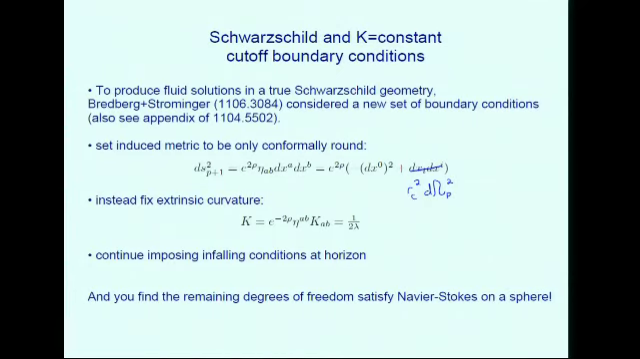Not just do they want to set the induced metric to be the boring metric on a sphere, but additionally they also want to allow it to be just conformally round. So they allow some scale in front. To kill off the extra degree of freedom given by that, instead they fix the trace of the extrinsic curvature to be a particular value here, this 1/2 lambda. And then they continue imposing otherwise the infalling conditions at the horizon just the same way that we did.